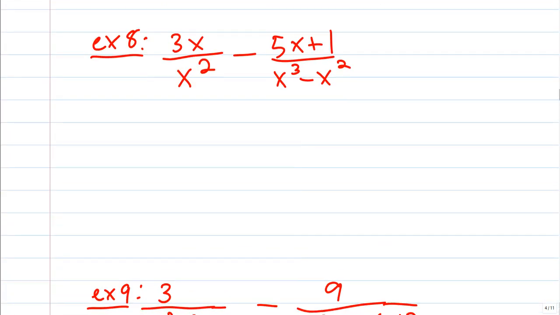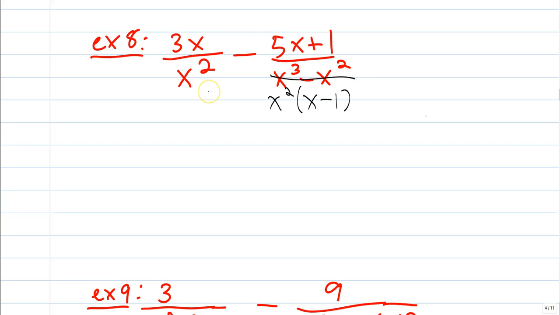Do these have a common denominator? No. Do not just multiply them by each other. Okay? So here's what I'm going to do. This is x squared. It cannot be factored. This x cubed minus x squared can be factored. They have a common factor of x squared, so what does that do?